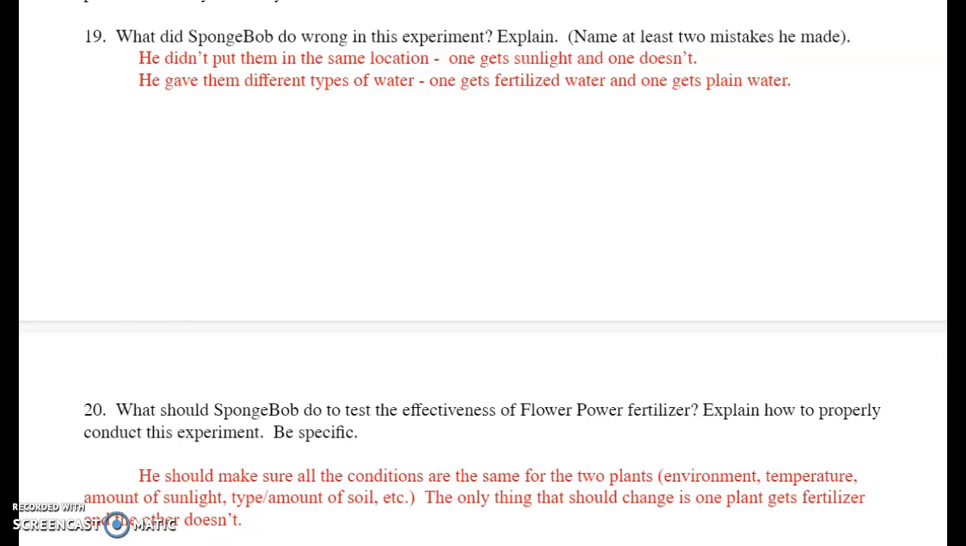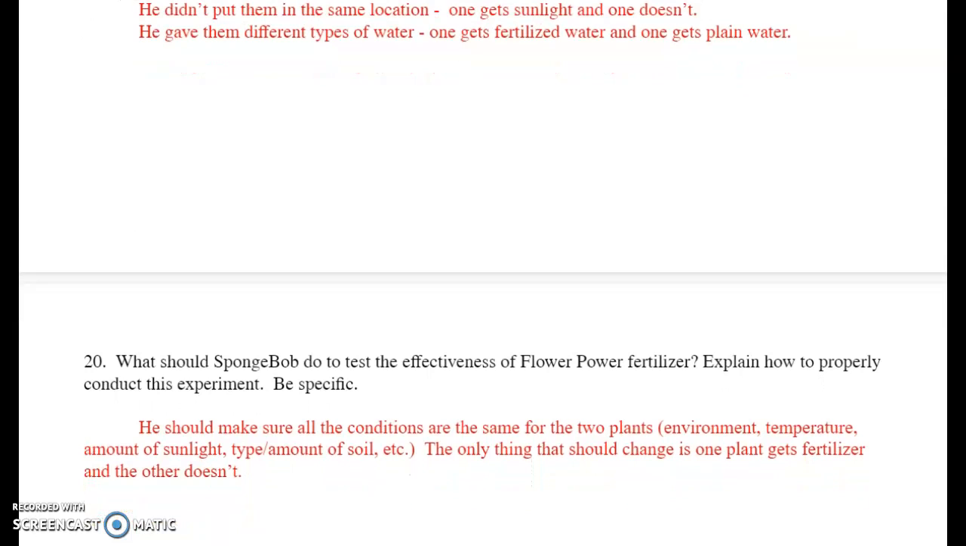And then he said, what should he do to test it effectively? Well, he needs to make sure all the conditions are the same for the two plants. They need to be put in the same place so they have the same environment, same temperature, same amount of sunlight. Of course, the same type of plant would have to be used and they'd have to get the same type and amount of soil, etc. But the only thing that should change between the two plants is that one is getting fertilizer and the other isn't.